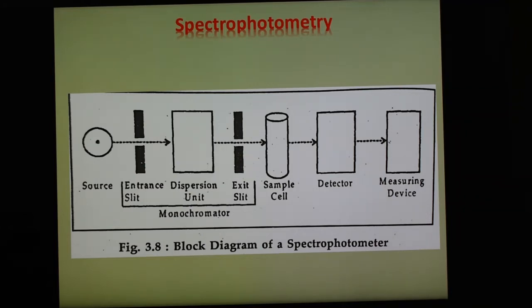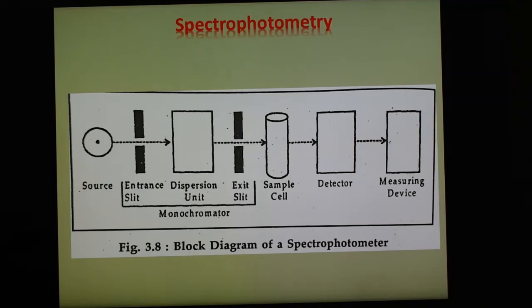And the second part is the monochromator. The monochromator consists of an entrance slit, dispersion device, and exit slit. The third part is the sample cell, also known as cuvette. For the visible range, a cuvette made of glass or quartz, that is silica, can be used, but for the UV range only quartz cuvettes are useful. This is because glass is opaque to UV radiation. Cuvettes can be of different types, cylindrical or rectangular shapes.